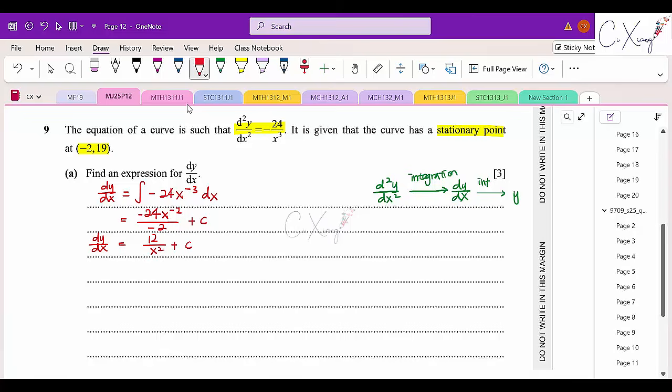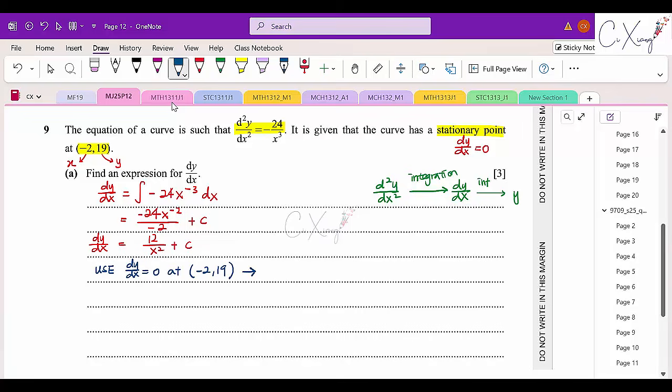And now we need some values here to get the value of c. So what information can we apply at this part? There's one important piece of information given in the question, where they say the stationary point is this one. The x coordinate is -2, and the y coordinate is 19. And at a stationary point, we should know that dy/dx is equal to 0. Therefore, I can apply this information in our equation to find c, using dy/dx = 0 at the stationary point (-2, 19).